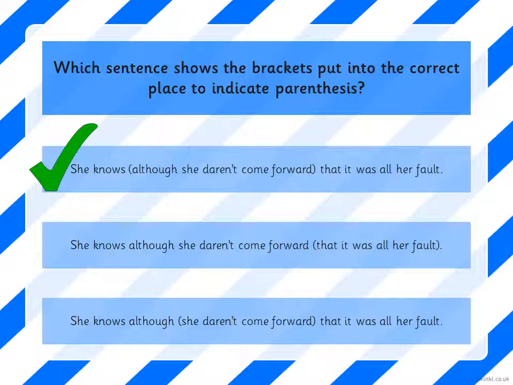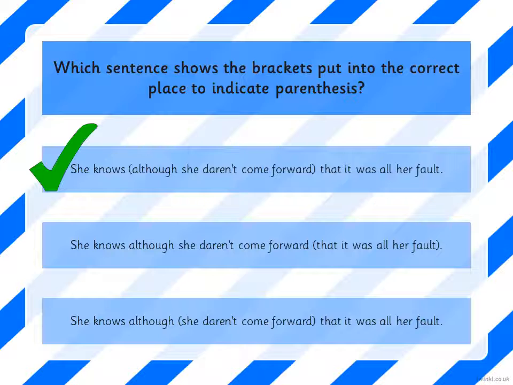So if you wrote down the first sentence, you would be correct, and I'm going to explain why. She knows (although she daren't come forward) that it was all her fault. If I took that bracket out, that sentence would still make sense. The part in brackets, although she daren't come forward, is a subordinating clause. It does not make sense on its own. So that bracket gives me extra information about her not wanting to come forward. But the main part, if I took that bracket out and just left what was left, she knows that it was all her fault, still is a main clause that makes sense on its own.